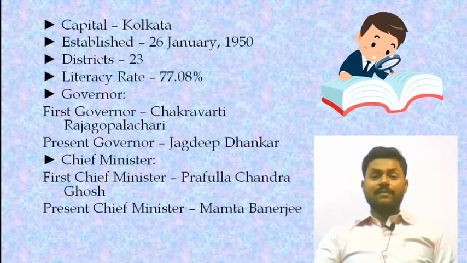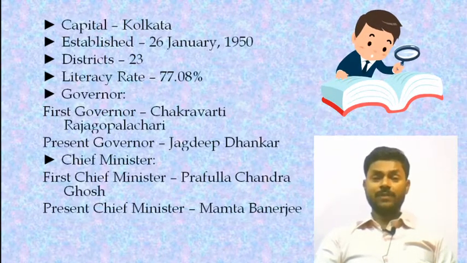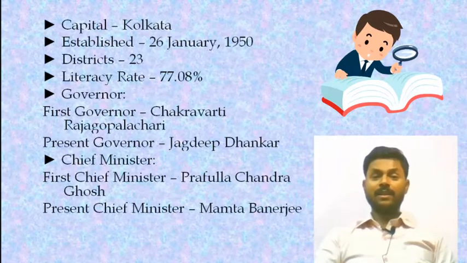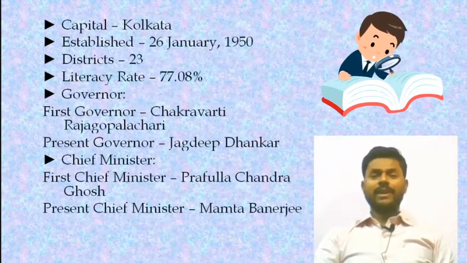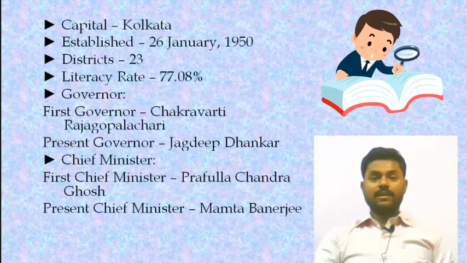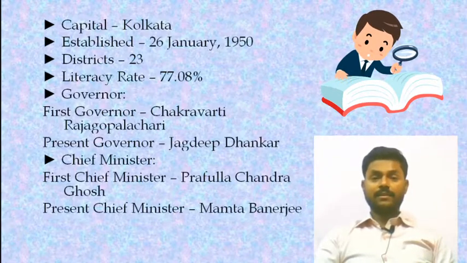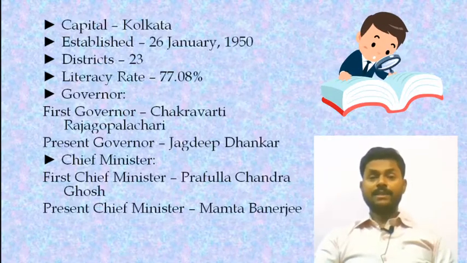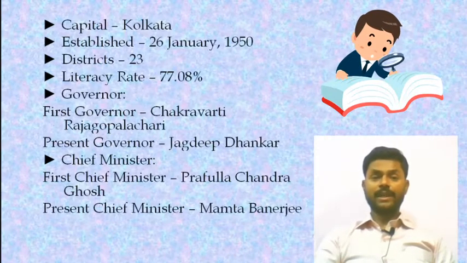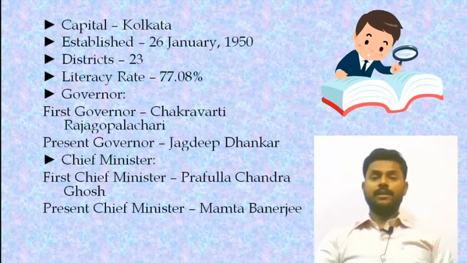The establishment date of West Bengal is 26 January 1950. It means West Bengal was established on 26 January 1950. There are a total of 23 districts in West Bengal, and the literacy rate of West Bengal is 77.08%.